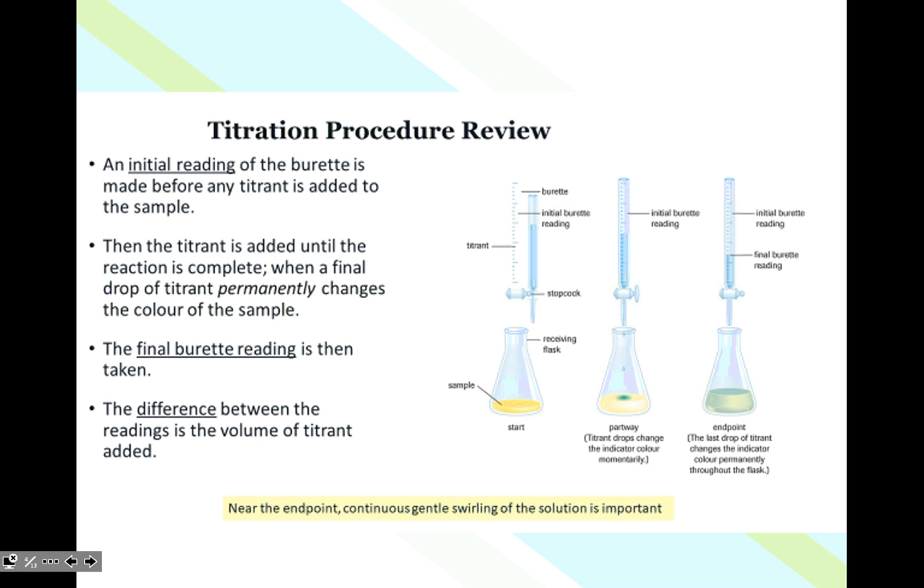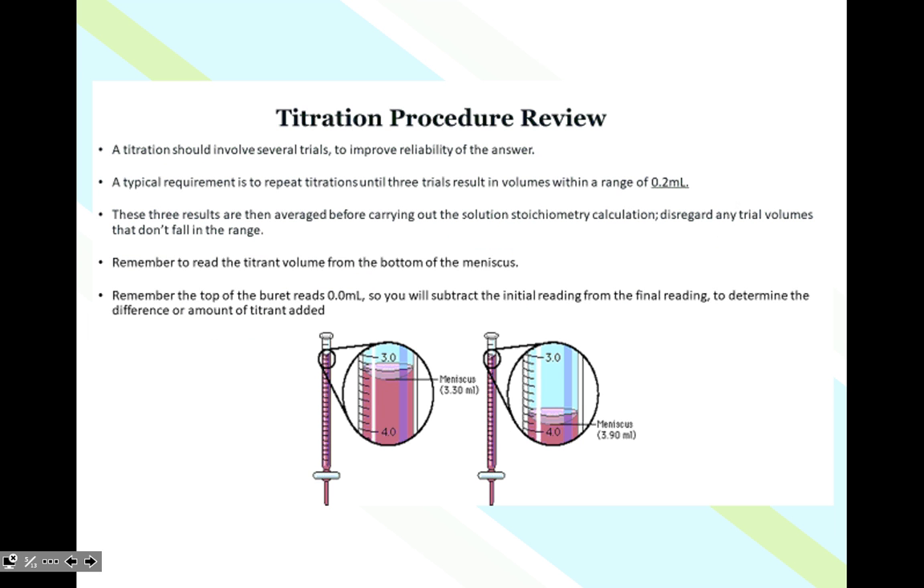So you have an initial reading of the burette. Remember we looked at in the burette we used the meniscus to find the reading. You have the initial reading, and then the titrant is added until the reaction is complete. Remember, the reaction was complete when we had the color change, when a final drop of titrant permanently changes the color of the sample, and then we take a final burette reading. Once you take a look at your initial and your final, you subtract them to find the number of milliliters or the volume necessary for that reaction to occur. And recall that you needed to have 3 volumes that were within 0.2. You took those 3 and you averaged them out, remember?